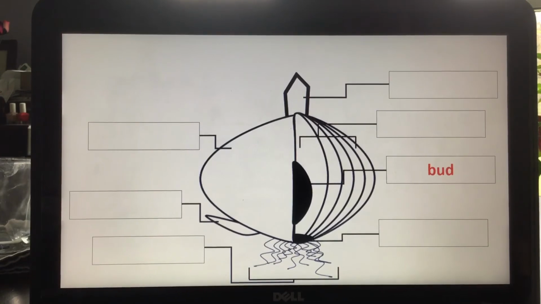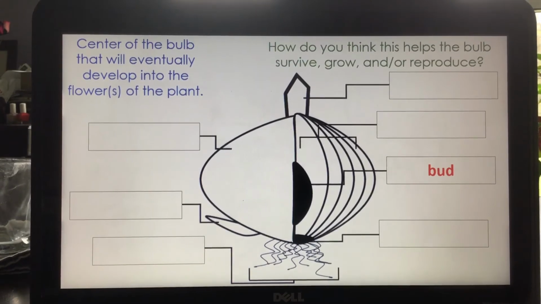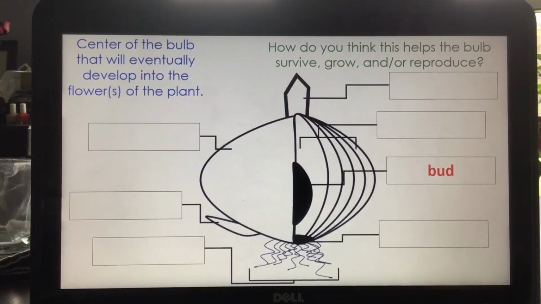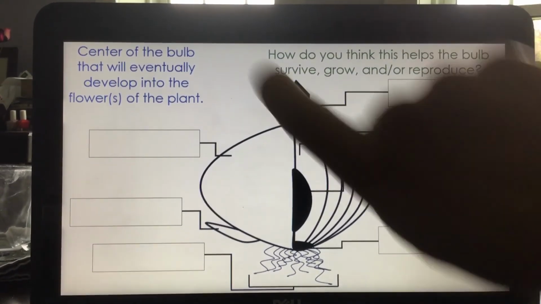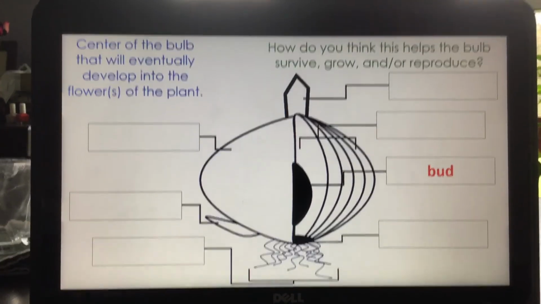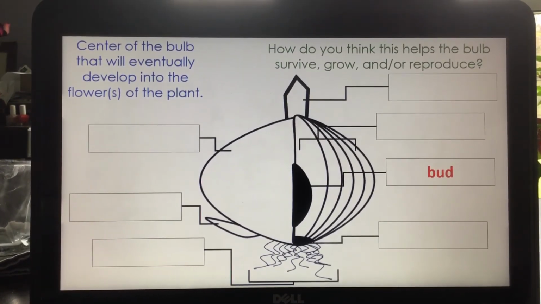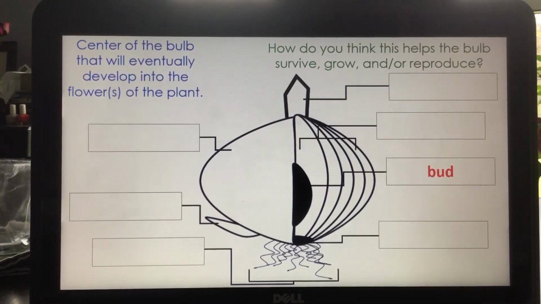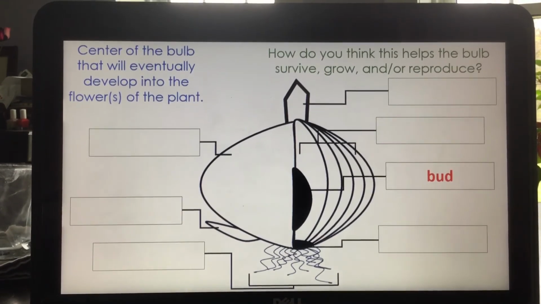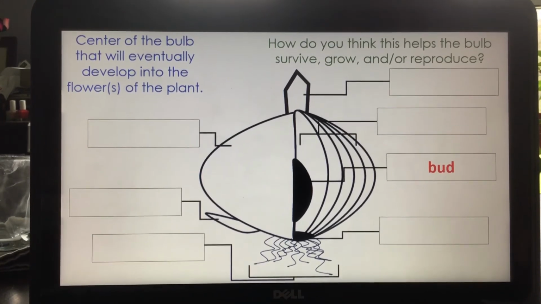So we've got that bud, that part right there, that central part. And it's the center of the bulb that will eventually develop into the flowers of the plant. Now, sometimes they'll shoot up multiple pieces for different buds. So this helps to produce the flower eventually, and the flower is the reproductive part of the plant. So the bud helps with reproduction, making the next generation of this plant, more flowers, more paperwhites, more bulbs, or well, more flower plants.